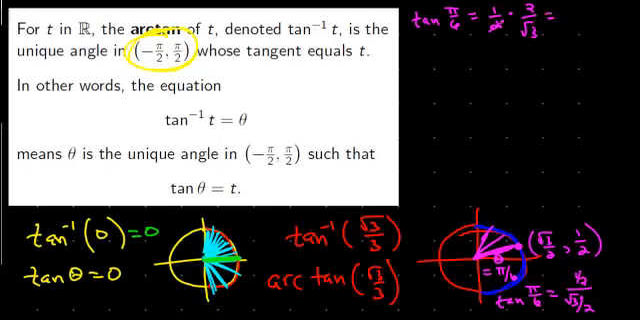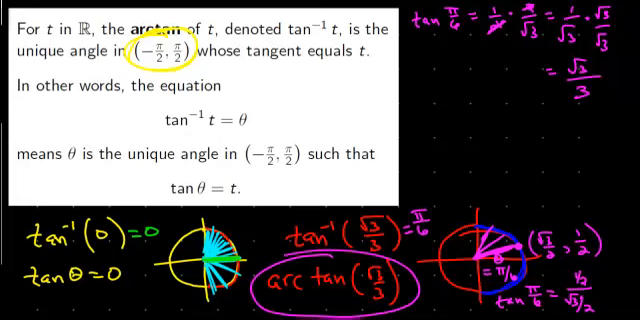Okay, and that's going to equal, the 2's are going to cancel, 1 over root 3. To rationalize the denominator, root 3 over root 3, and so that is going to equal root 3 over 3. Okay, so the inverse tangent of root 3 over 3 is going to equal pi over 6. And again, I really like thinking of it as the arc tangent of root 3 over 3.